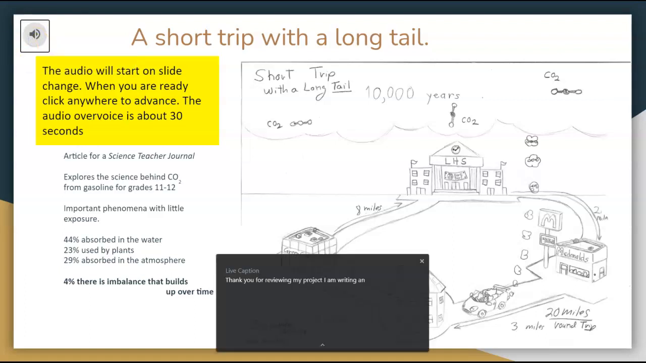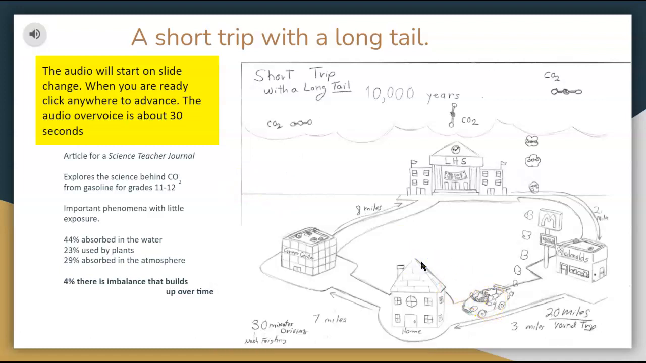I am writing an article that explains the relationship between gasoline and carbon dioxide for Science Teacher magazine. This lesson is targeted for grades 11 and 12. The relationship is an important one that receives little exposure. When we use gasoline in our cars, 96% becomes part of the natural carbon cycle, but 4% is an imbalance that builds up over time.